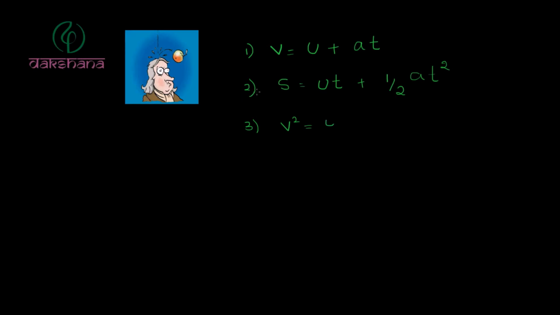final velocity square is equal to initial velocity square plus 2 into acceleration into s. So these are the three equations we'll be using, where v is the final velocity, u is the initial velocity, a is the acceleration, t is the time taken, and s is the displacement.